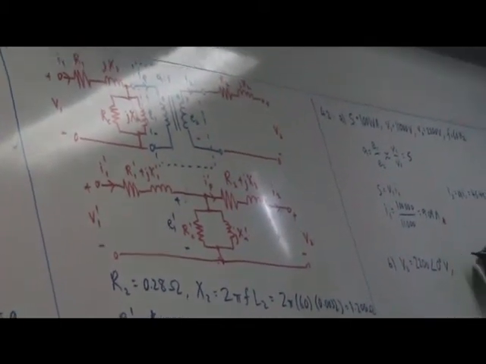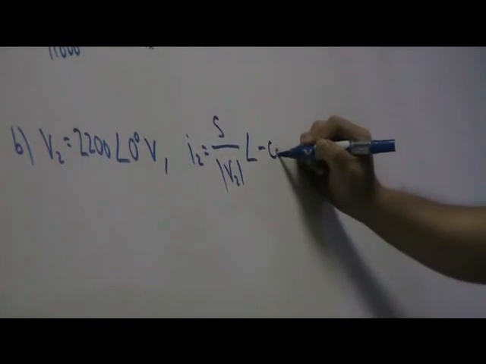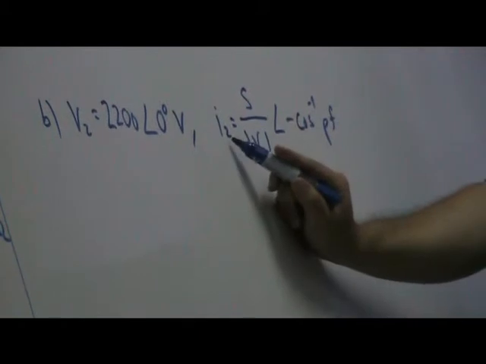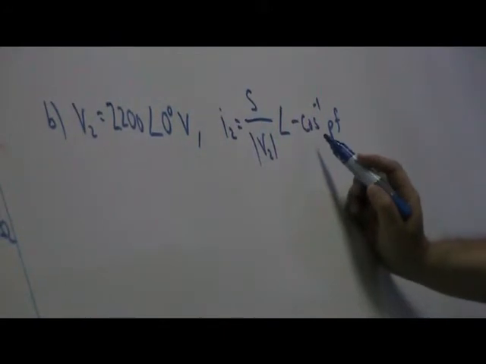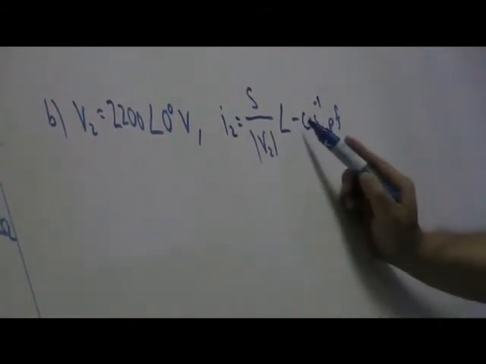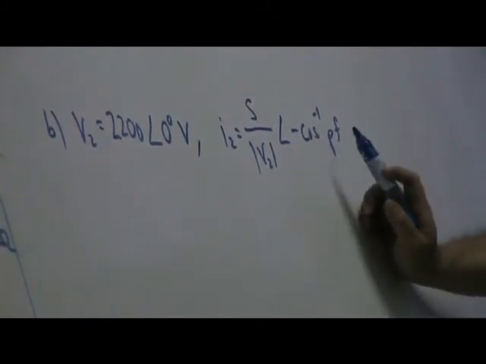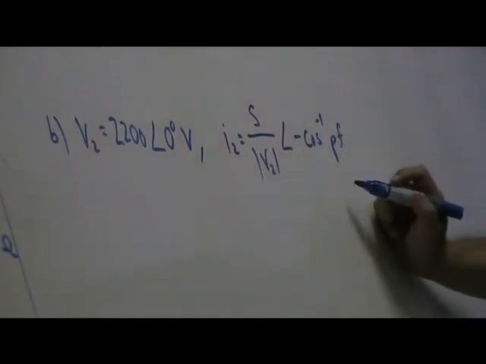S is 100 kVA. So I2 is given by S divided by V2, at an angle of negative inverse cos power factor. I hope you all know this. The magnitude of I2 will be S divided by V2. The angle will come from the power factor. If the voltage has an angle of 0 and the power factor is lagging, the current angle will be negative, and the value of the angle will be the inverse cos of the power factor. I hope you all know all these. If you are not aware of this, you have to go back and read it.